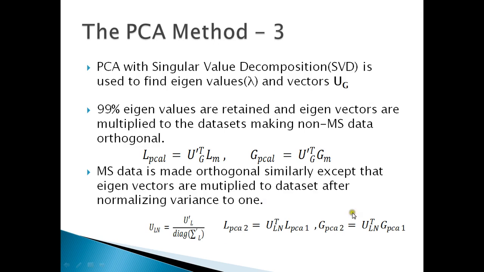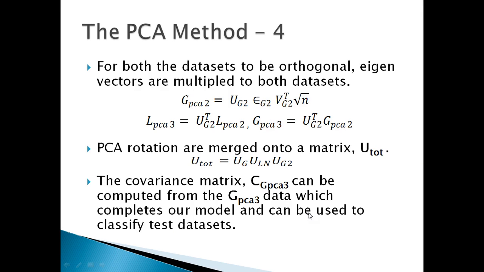So this step clearly shows you we normalize the variance to 1, and then we multiply the eigenvectors to the data set. Now both the MS and the non-MS data sets are supposed to be orthogonal. So we again multiply the eigenvectors to both the data sets, and this will give us LPCA3 and GPCA3. We will merge all the PCA notations into one matrix called UTOT.